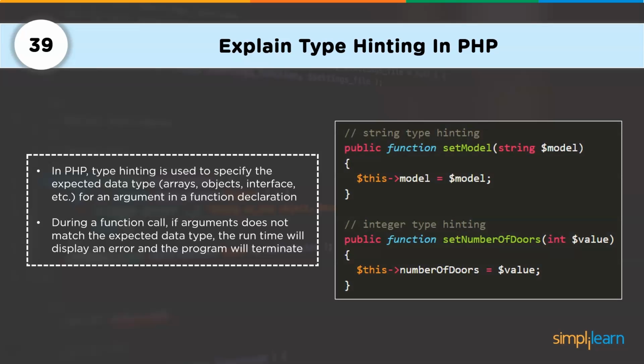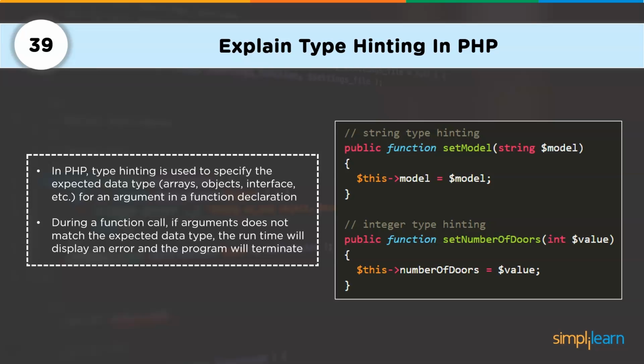Now in this code here, what we are doing is we are type hinting. So this code is for string type hinting and this code is for integer type hinting. Now if these particular functions that have already specified the type they are expecting do not receive the same type of variable inside them, the program will return a fatal error and it will terminate.